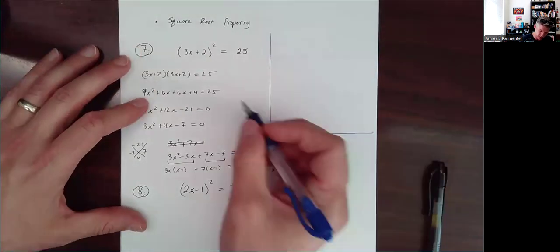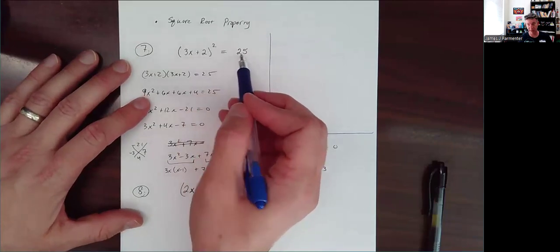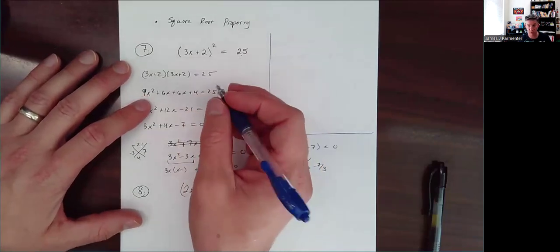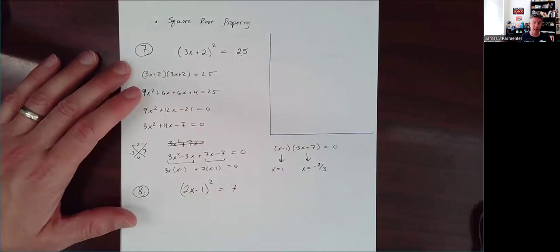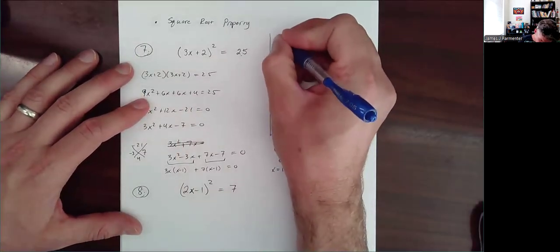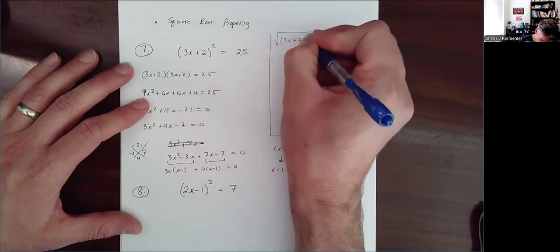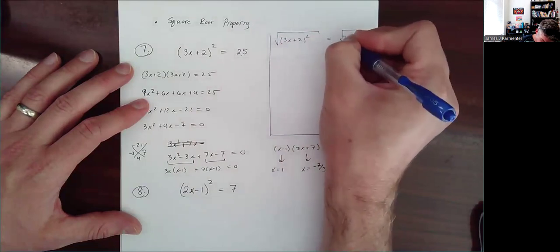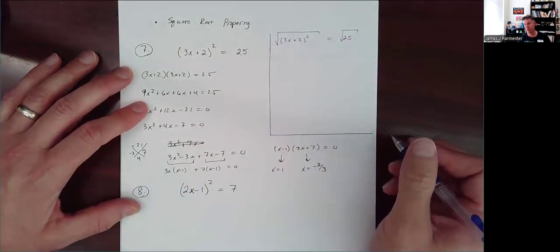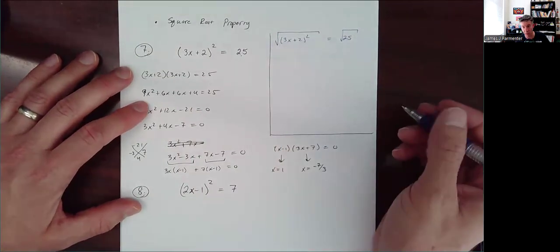So if you specifically already have something squared equal to a number, just a number, it can't be like an x over there, you can just take the square root of both sides, but you have to remember to slap on a plus or minus. Because what we're really doing, I know we talked about this in class a little bit, is you're saying the square root of 3x plus 2 squared equals the square root of 25. I know we talked about last time how if you take the square root of something squared, you actually get the absolute value of that something.